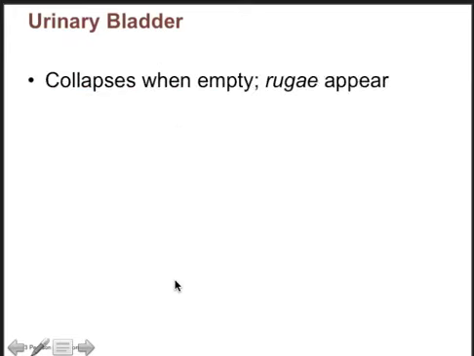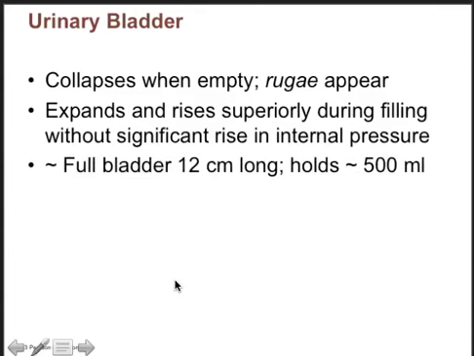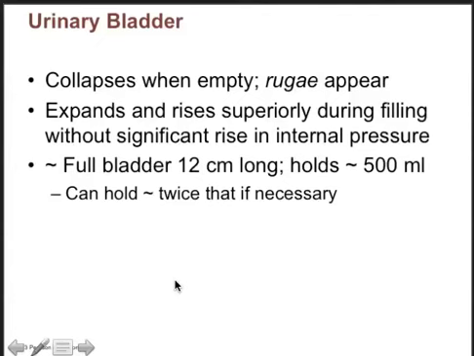The urinary bladder collapses when it's empty, and wrinkles called rugae appear in the inner surface. It expands and rises superiorly during filling without a significant change in the internal pressure. A full bladder, 12 centimeters long, holds about half a liter of fluid. It can hold about twice that if necessary, but it can burst if it becomes over-distended.